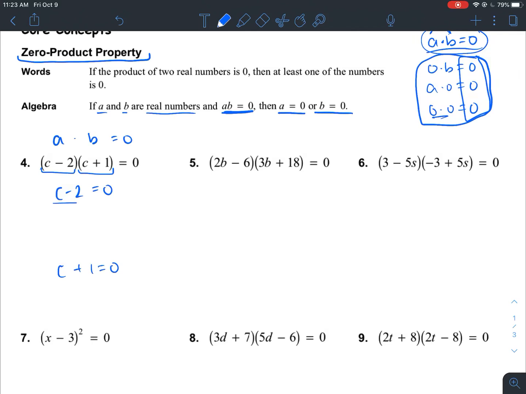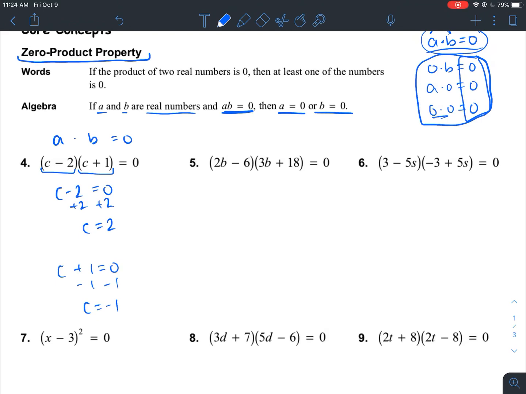So now look at what we have here. We have c minus 2 equal to 0 and c plus 1 equal to 0. Note that these are equations with one variable, so we can solve for the variable. Here I can add 2 to both sides, so c equals 2. And here I can subtract 1 from both sides, and then c equals negative 1.